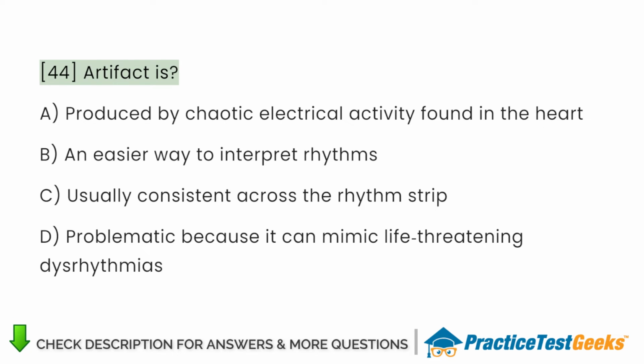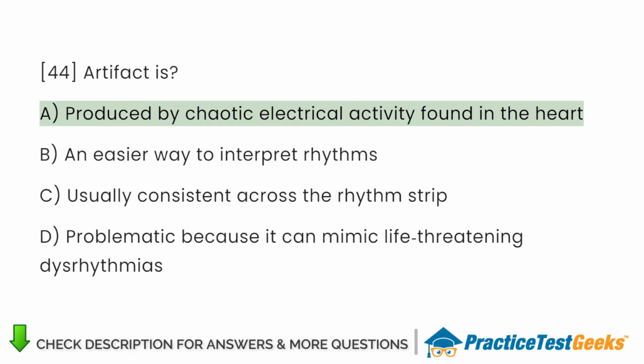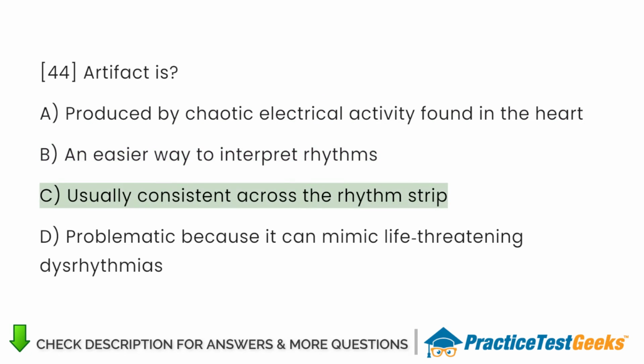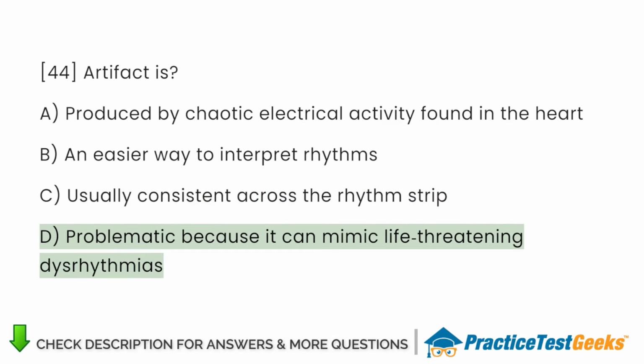Artifact is A. Produced by chaotic electrical activity found in the heart. B. An easier way to interpret rhythms. C. Usually consistent across the rhythm strip. D. Problematic because it can mimic life-threatening dysrhythmias.